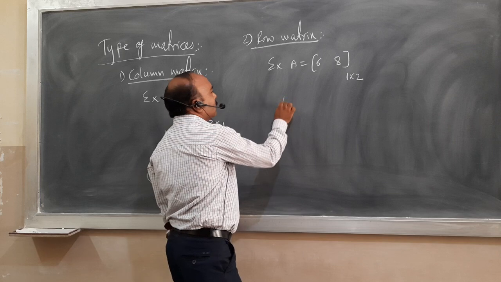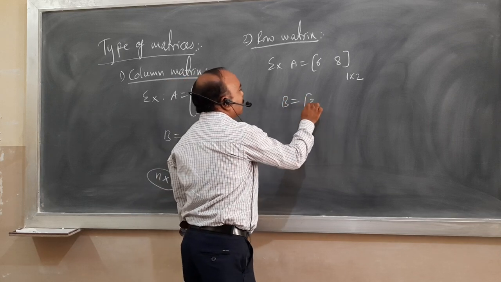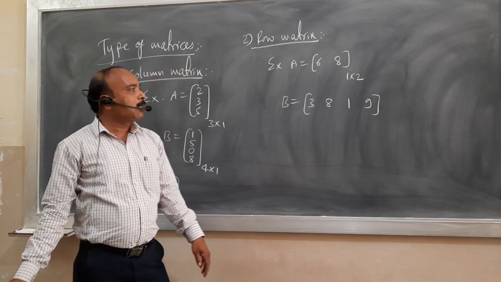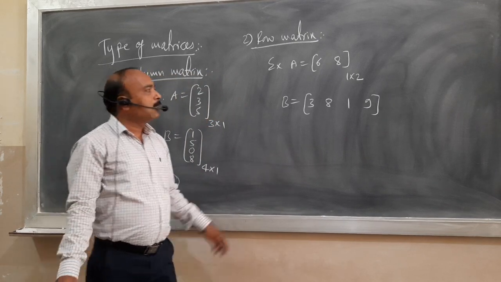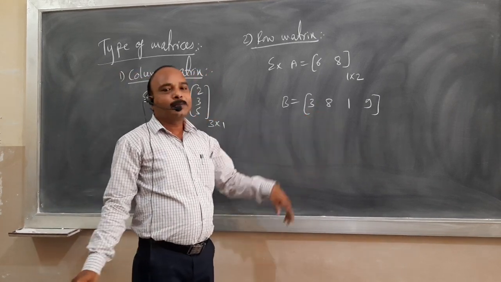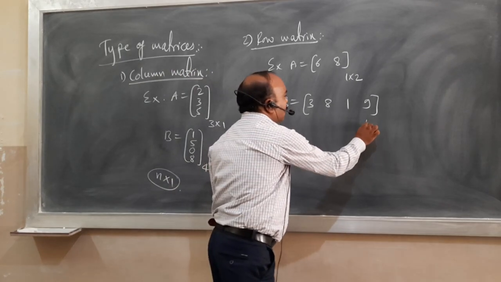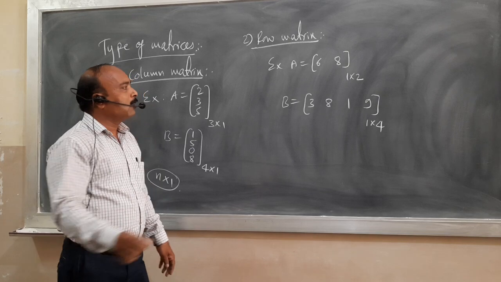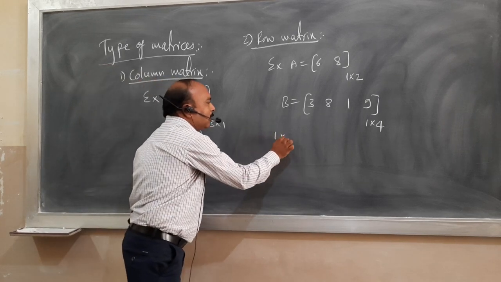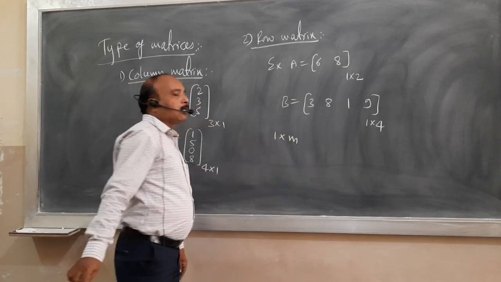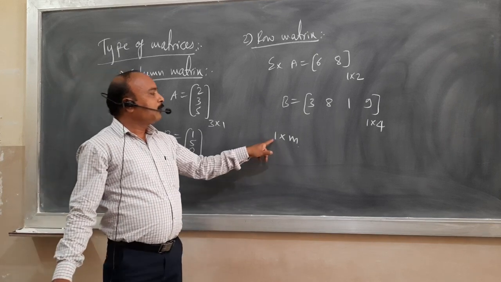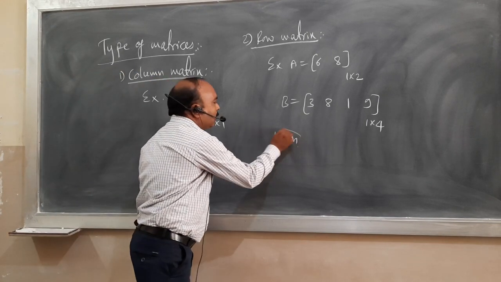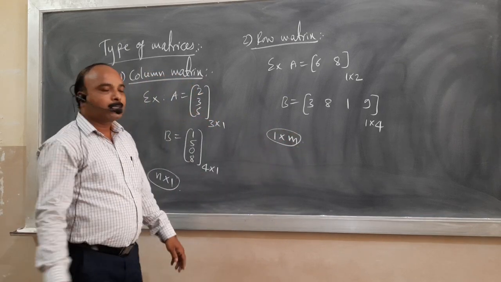Similarly, if you take B equals 3, 8, 1, 9, it is also a row matrix. Here we observe that the row is only 1 but the columns are 4. Therefore, its order is 1 by 4. In general, the order of a row matrix is 1 by m, where 1 stands for the row and m stands for the columns.